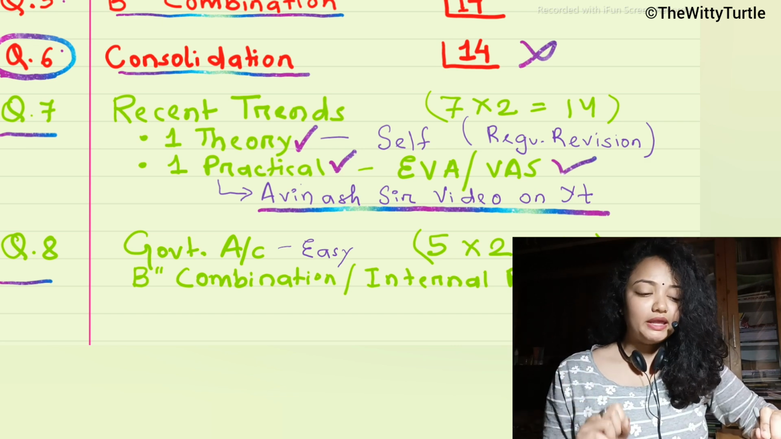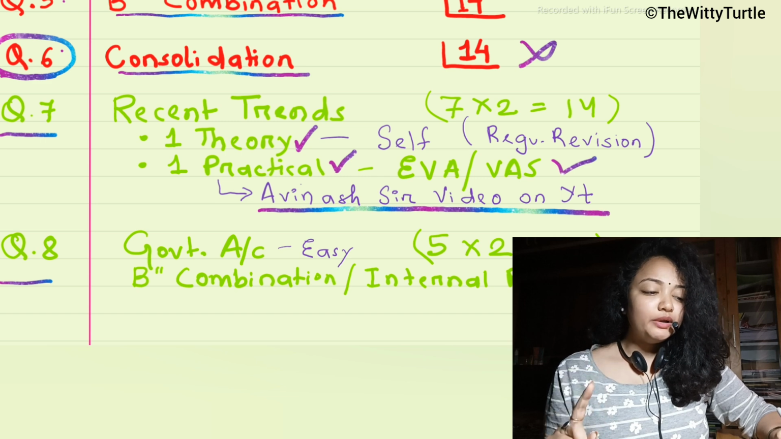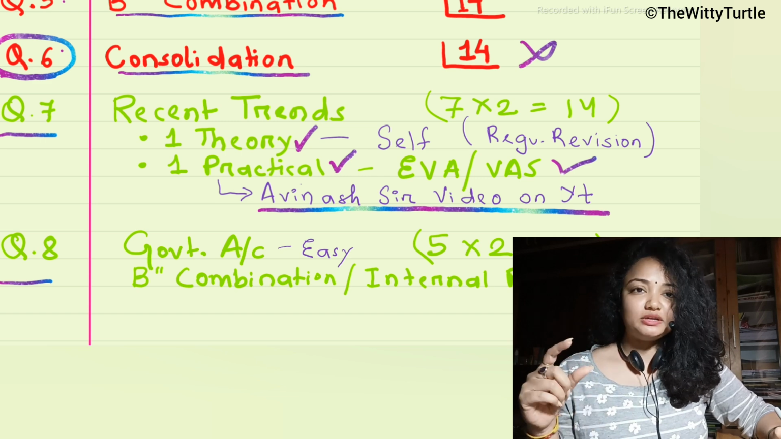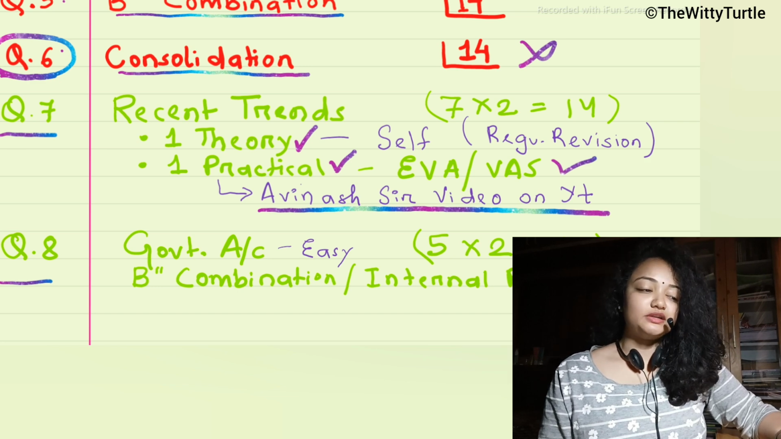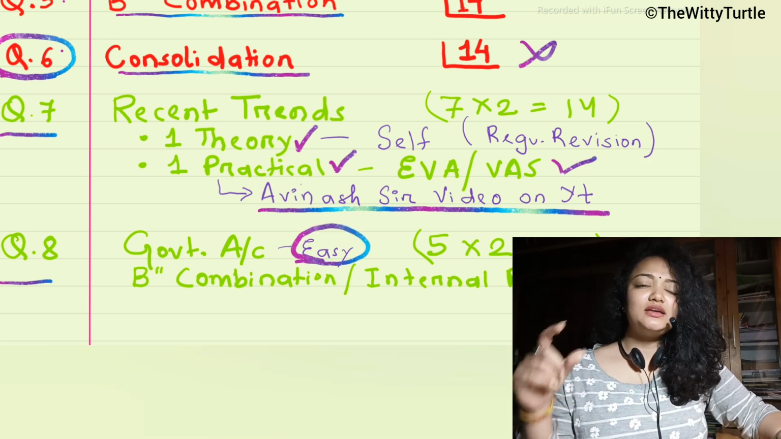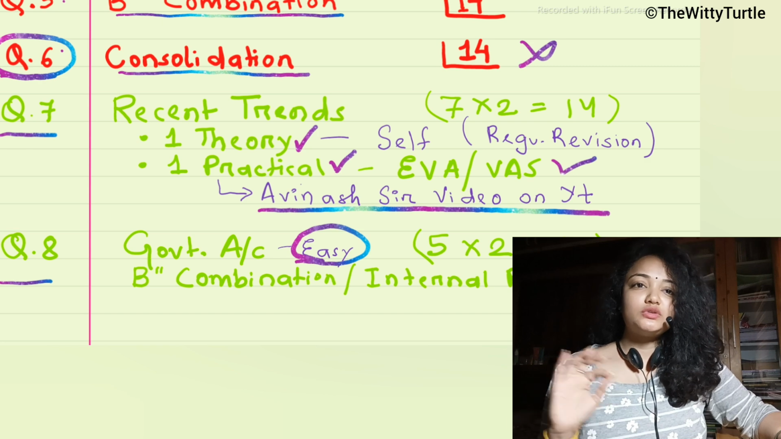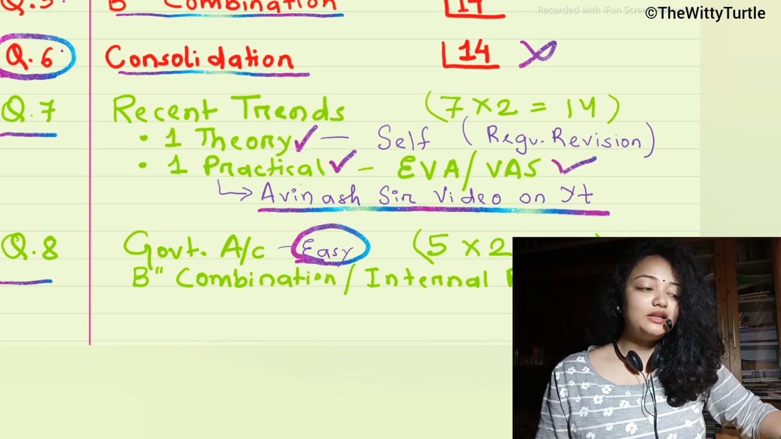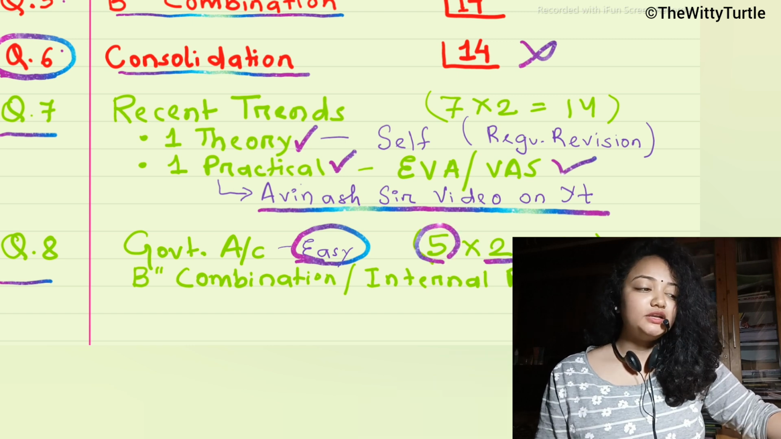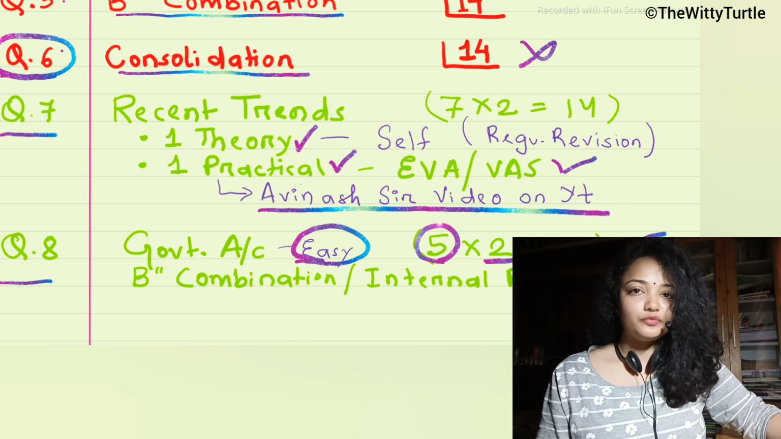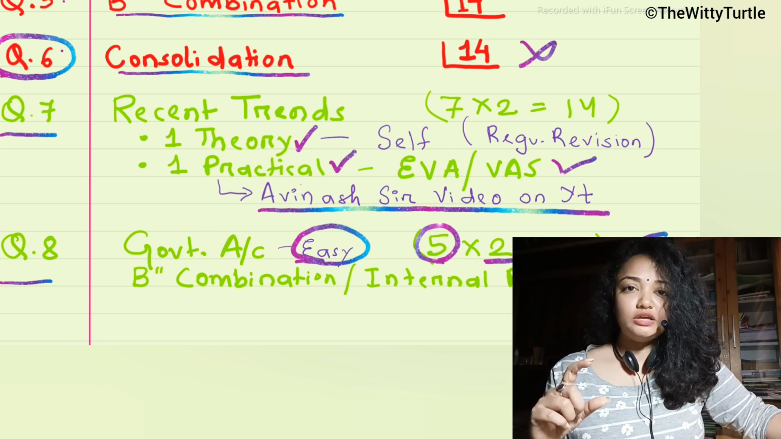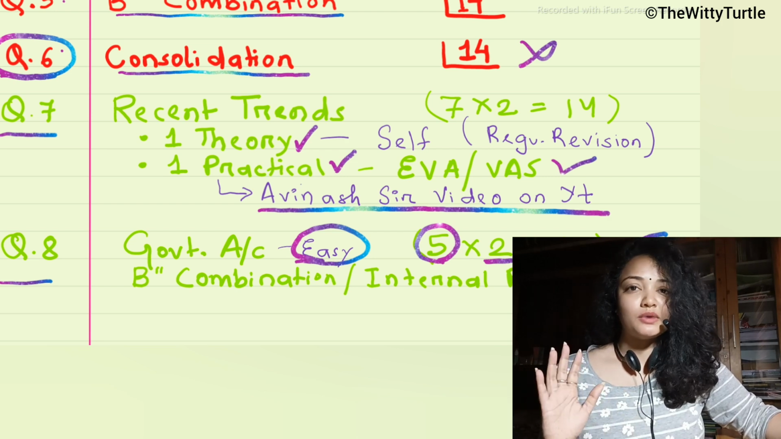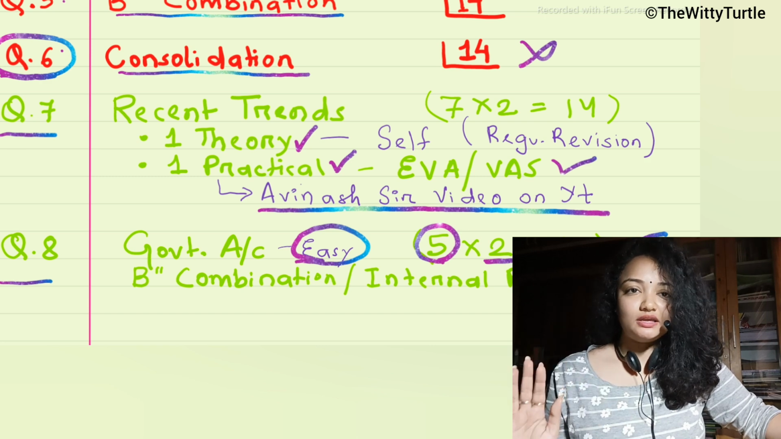Now coming to question number 8. Question number 8 क्या है? Government accounting. Government accounting is one of the easiest chapters from your theory perspective, because you have to remember everything in points, so that really works. You'll be getting two questions out of it, and one question will be of 5 marks, so you'll be getting a total of 10 marks from government accounting. And it is worth reading those 30-40 pages of government accounting to score this 10 marks, because ये 10 marks कहीं जाने वाला नहीं है.